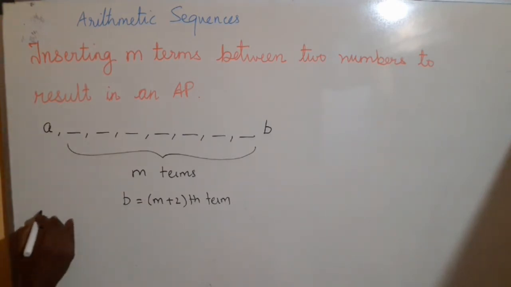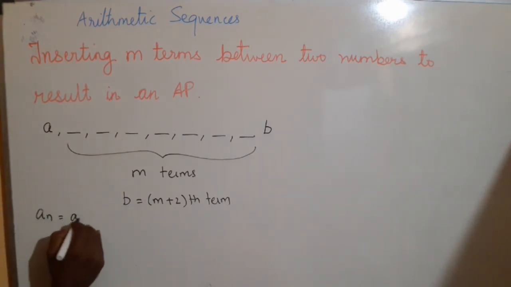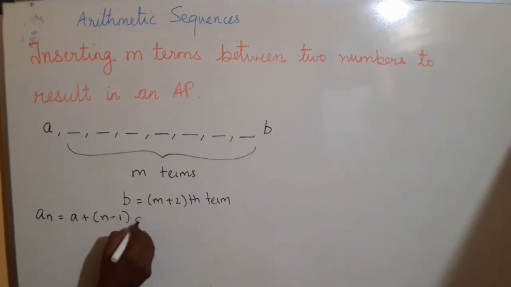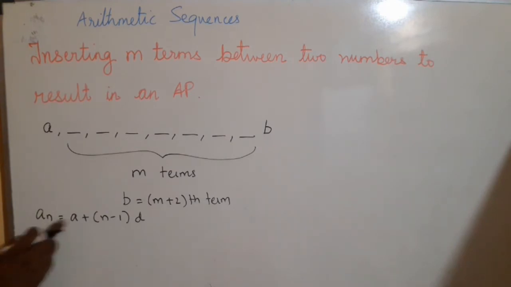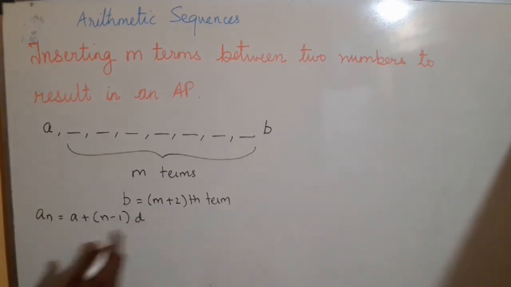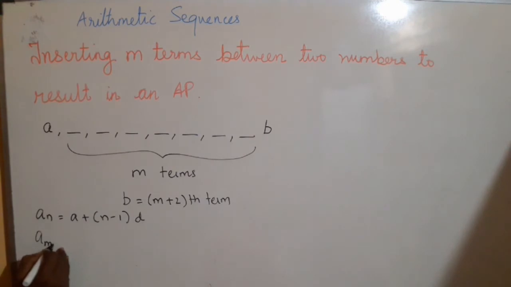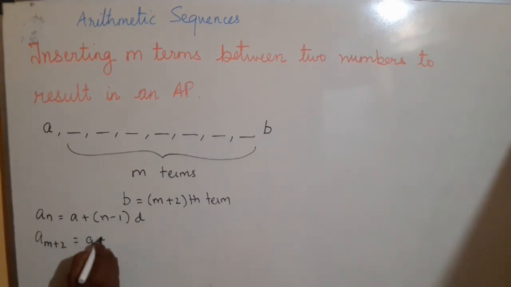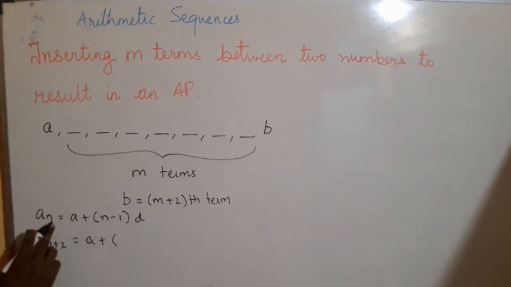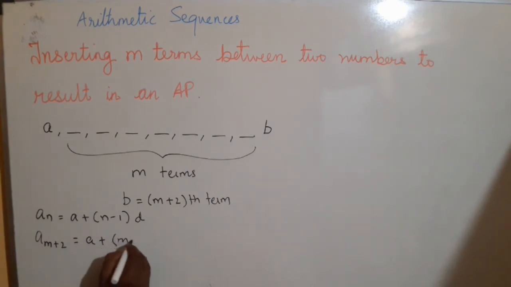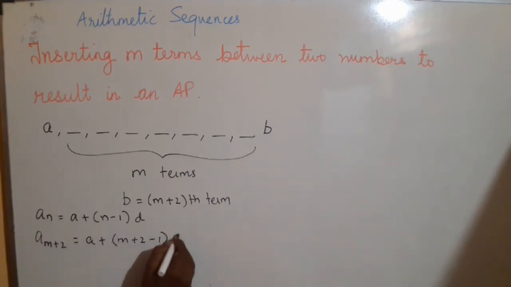Okay. Now using the formula, an equals a plus n minus 1 d. When we use this formula, what do I put in the place of n? Because I want to find the m plus 2th term, I have put m plus 2 in the place of n. This is the nth term, we can show any general term. So I am taking the m plus 2th term. It will give me a plus, and what should I write in the place of n? m plus 2. So m plus 2 minus 1 d.